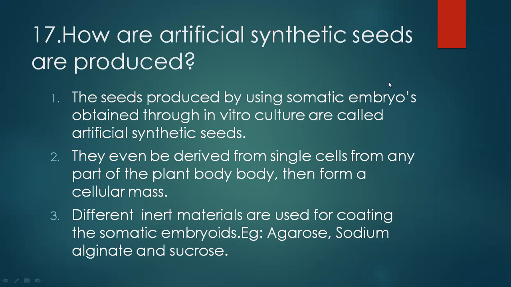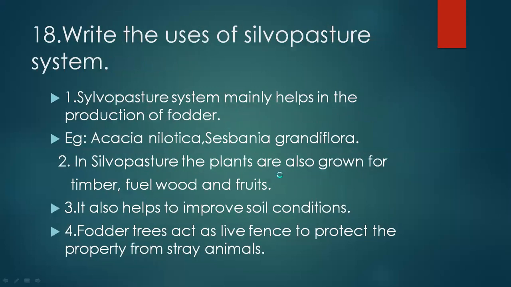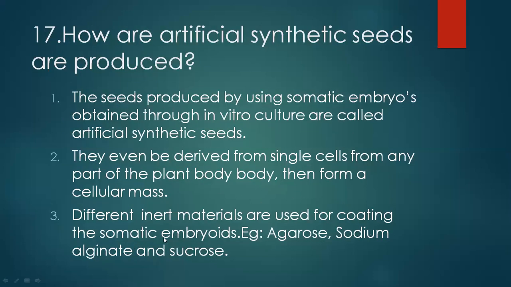These embryos developed from a single cell, then it is converted into a cellular mass. Different inert materials are used for coating the somatic embryoids during artificial synthetic seed production. The inert materials used are agarose, sodium alginate, and sucrose.